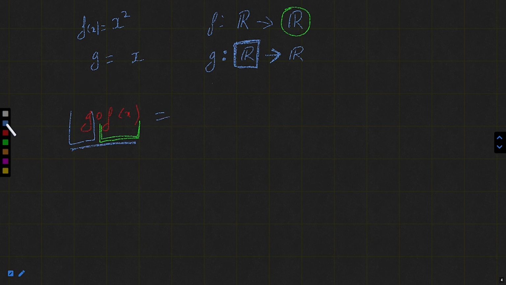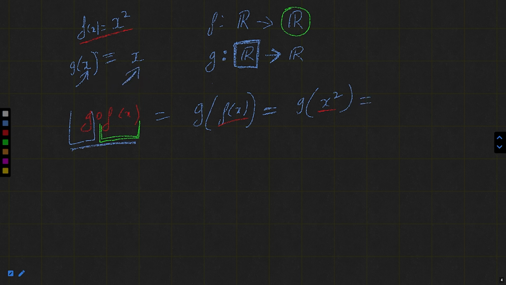Now what we will do is quite easy. So g of f(x): we know that f(x) is x square. So g of x square. Now what will be g of x square? We know g(x) is equal to x. So whatever input we give to g, the output will be the same as the input. So the output will be x square. Okay, so this is my g of f(x).